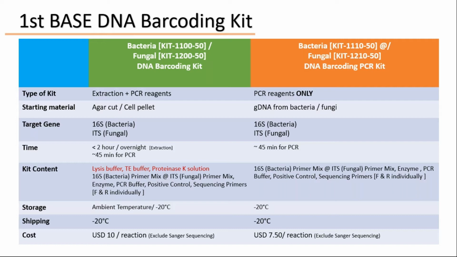But take note about this. The primer mix is specifically used in the PCR work. So if after the PCR you want to send to First Base to continue with the sequencing, then you need to aliquot the sequencing primer for us to proceed accordingly. The storage and shipping for this kit is at -20 degrees. As for the cost of the kit, it costs only about USD 10 per prep.